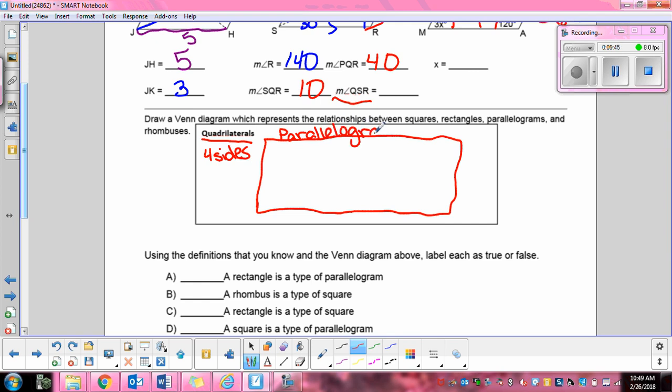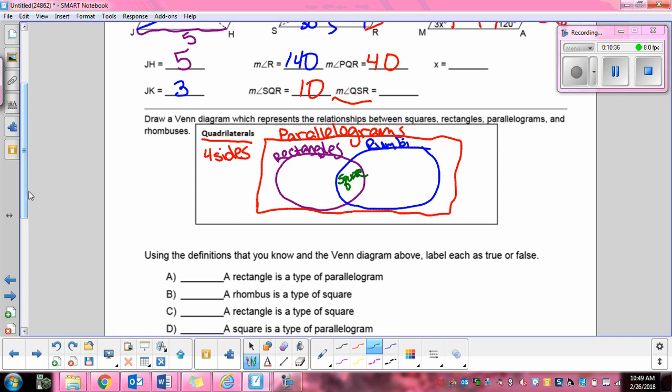And we have types of parallelograms. We have 3 different things that we've learned so far. We have rectangles right here, and we have a rhombus. Multiple rhombus is called rhombi. So this is going to be rhombi right here. This is going to be properties of rectangles, properties of rhombi, and where they overlap is going to be a square. So the square goes in the middle.